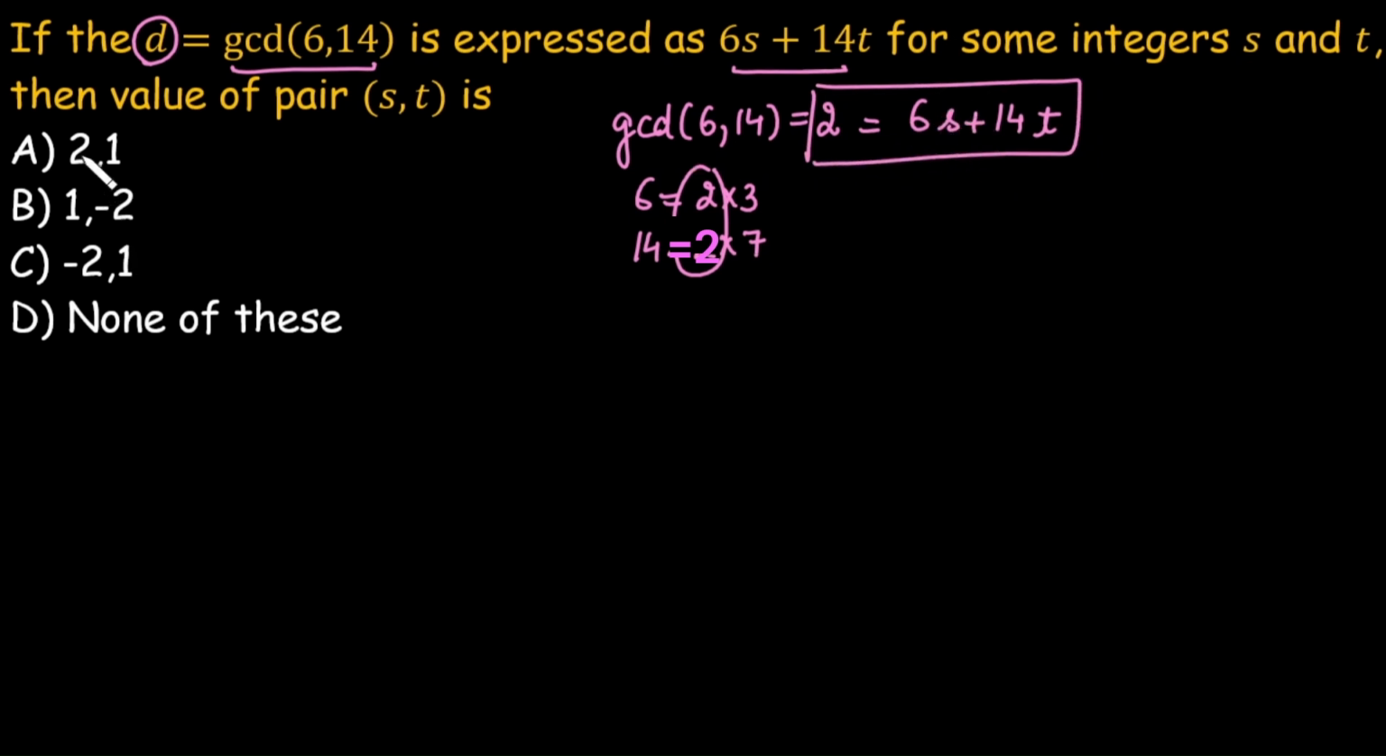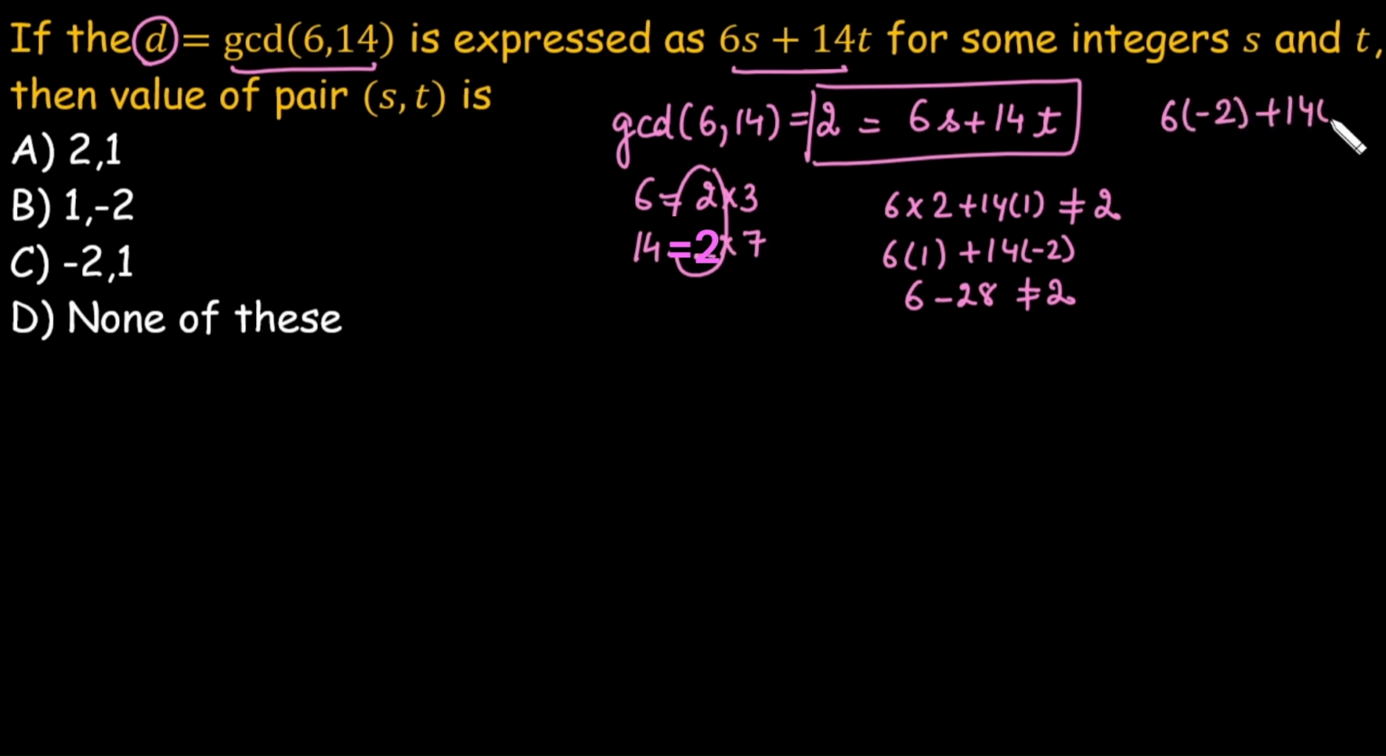So if we take the first option, s is equal to 2, so it is 6 into 2 plus 14 into 1. This can never be equal to 2. For the second case, 6 into 1 plus 14 into minus 2, that is equal to 6 minus 28. Again, that is not equal to 2. So it means B is incorrect. For the third case, 6 into minus 2 plus 14 into 1, that is minus 12 plus 14. Is this equal to 2? Yes. So it means option C is correct.